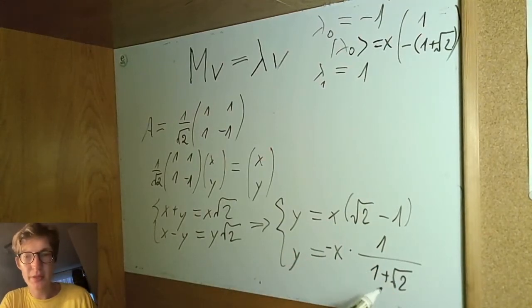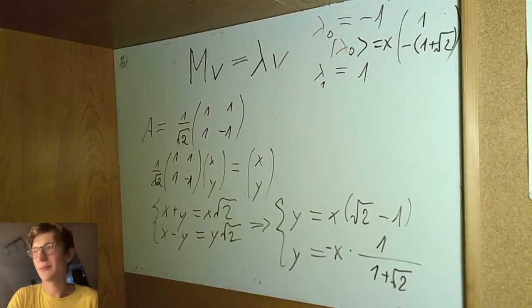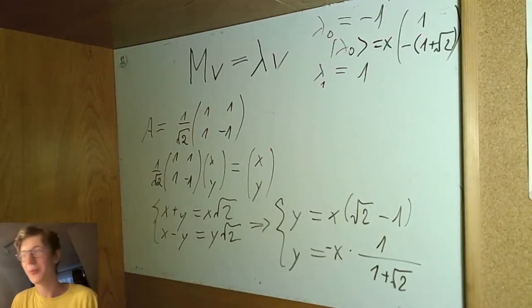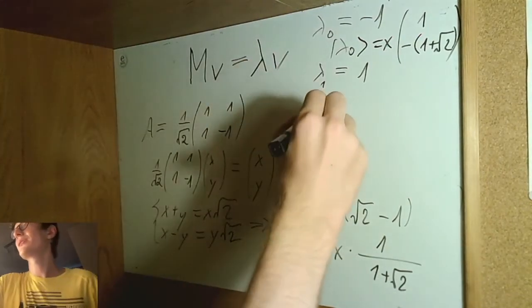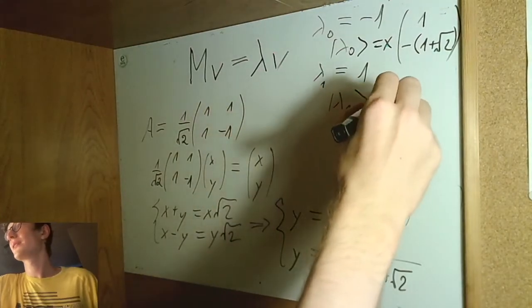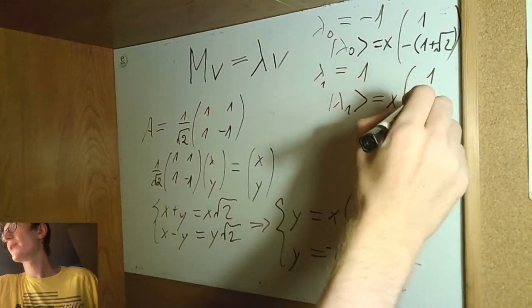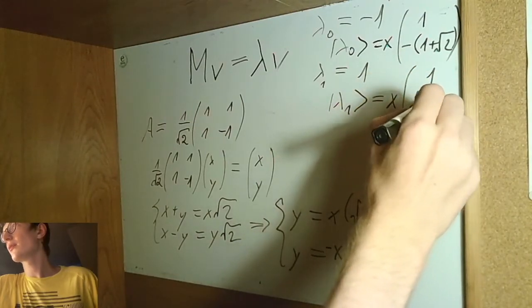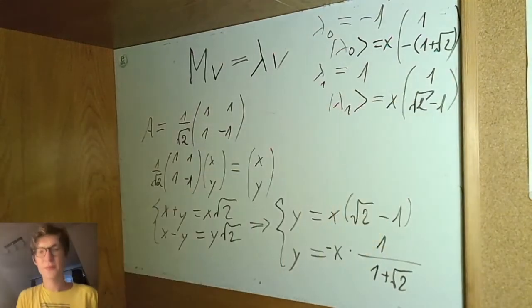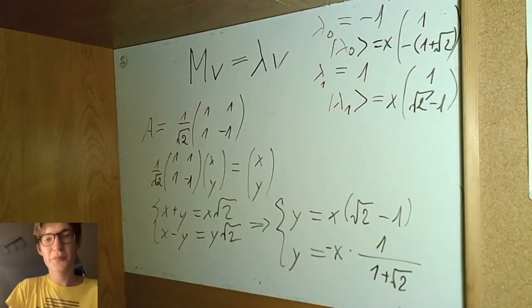And similarly, I won't do that for this one, but again, we can check that these numbers are equal, and we get our second eigenvector, which is x 1 and square root of 2 minus 1. Okay, I hope that's clear.